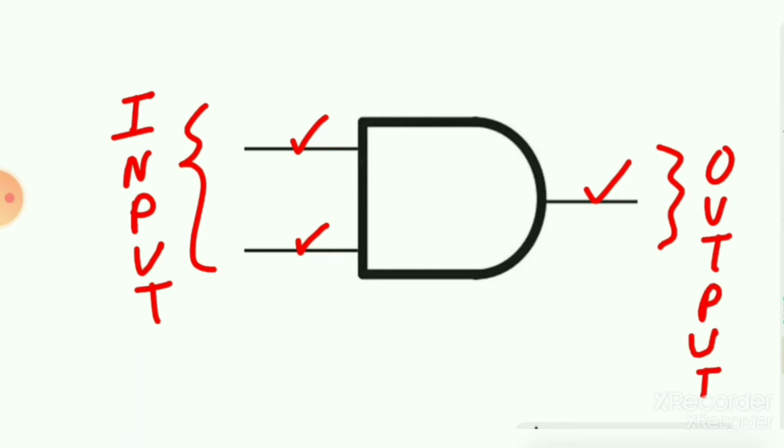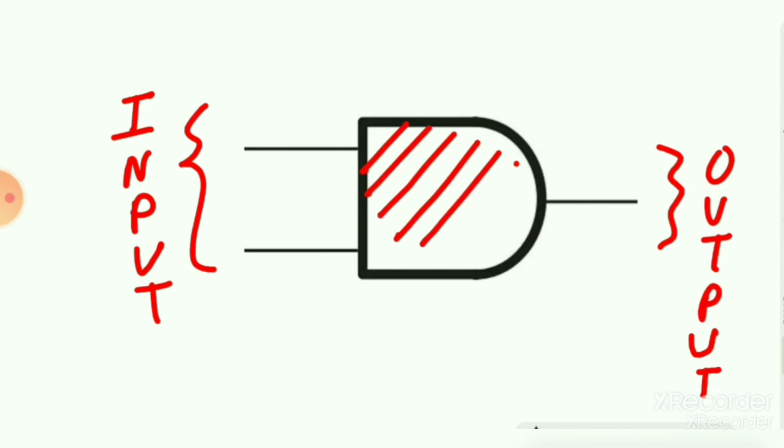There can be only one output line and two or more input lines in an AND gate. After getting the input, the AND gate processes the inputs in this portion, and after processing, the AND gate produces some output and passes it through the line.